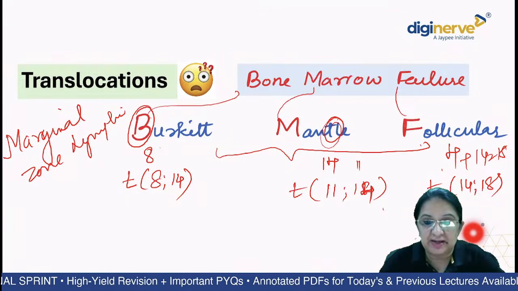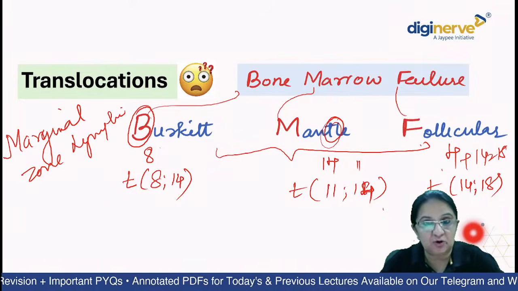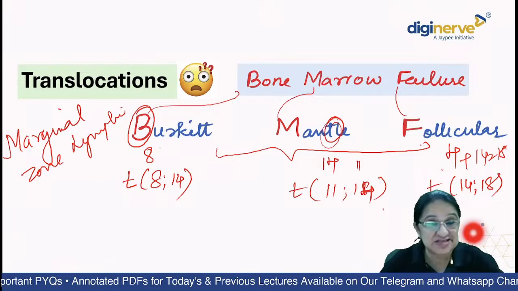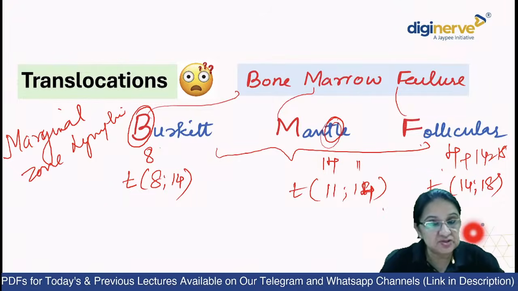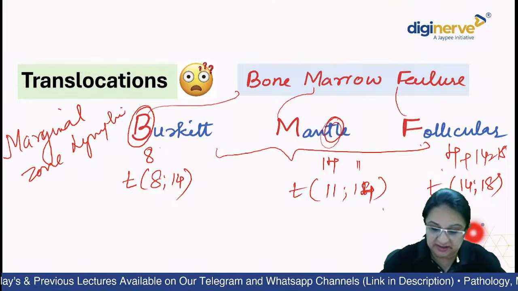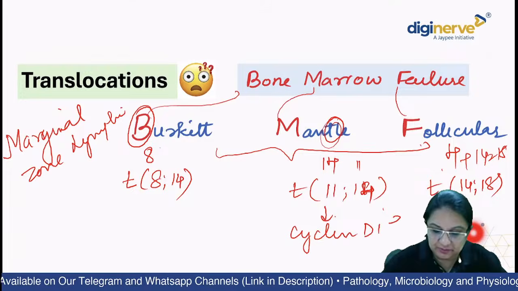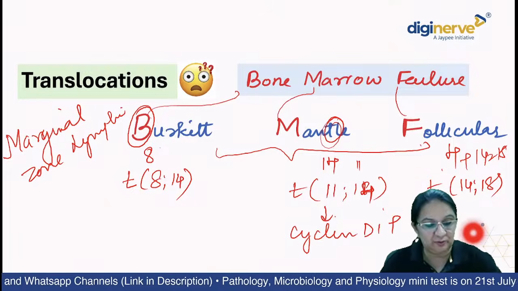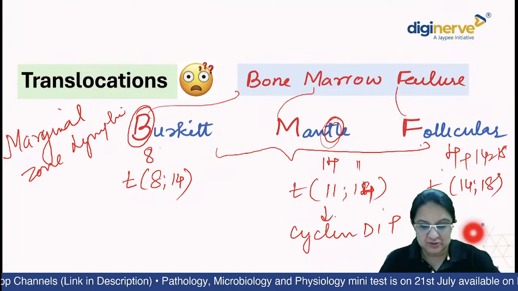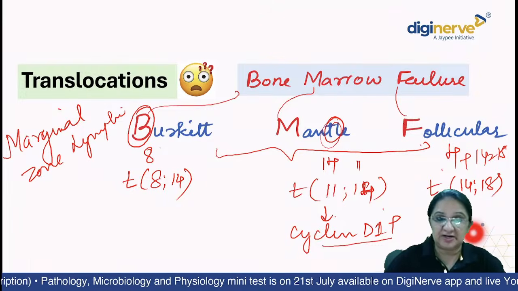Also in mantle, just remember mantle, the boys go mental and go cycling. Okay, no offense to boys, but the boys go mental, go cycling. So it is cyclin D1 positive. But please, there is no offense to boys. Boys go mental, go cycling, right? So, cyclin D1 positive.